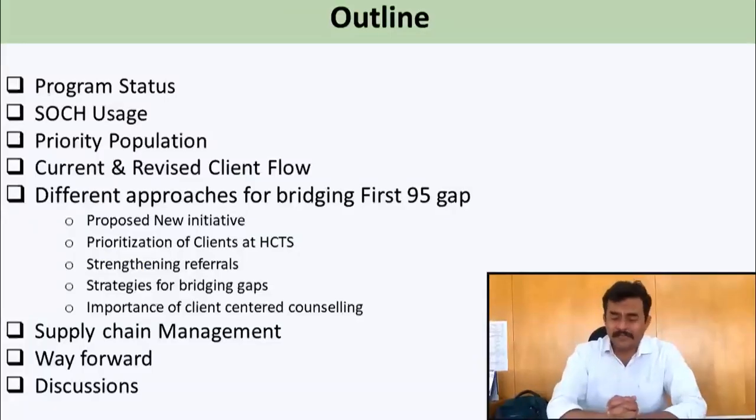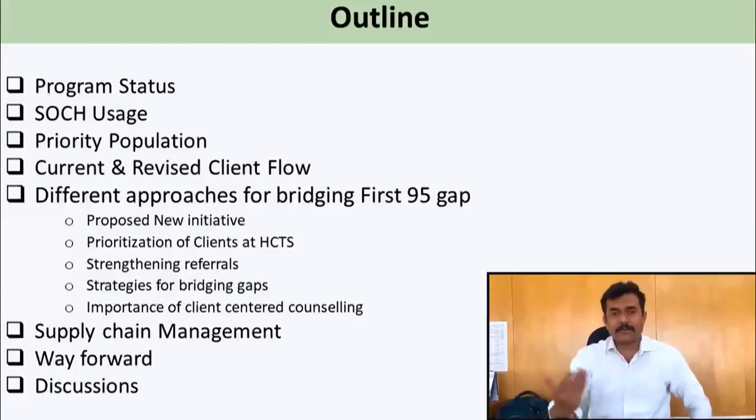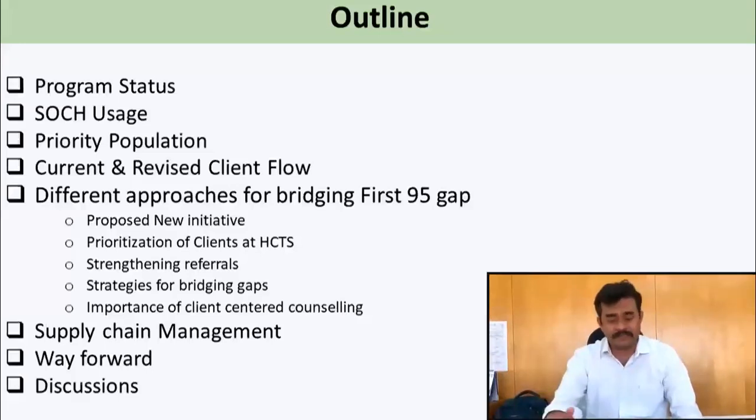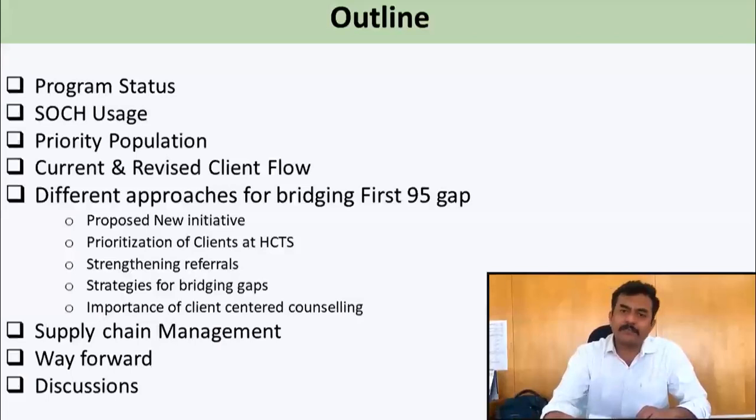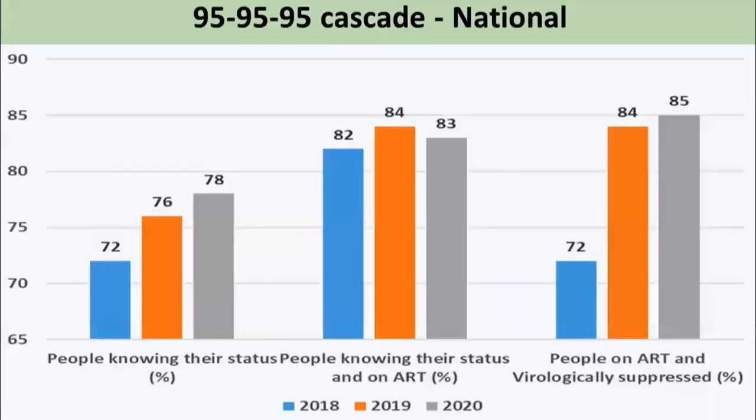Apart from it, we will share the update on SOCH uses as well as on the stock status, apart from the first 95 gap, and also the difference between HIV and syphilis testing. In detail, the officers from NACO and our partners will tell about the differential strategy to reach out to the high risk and at risk population and bridge the first 95 gap.